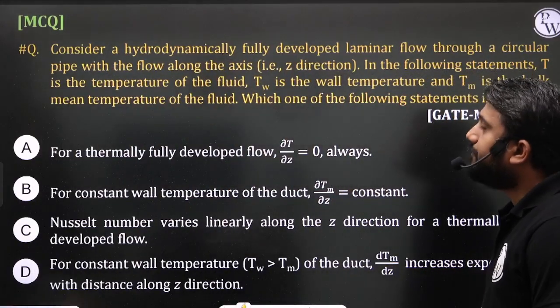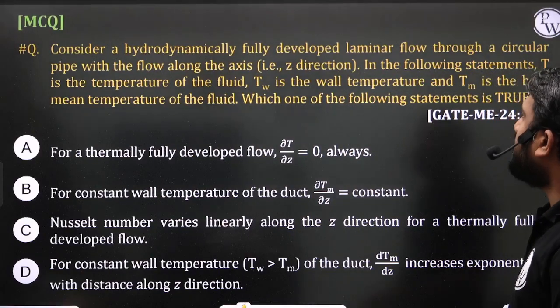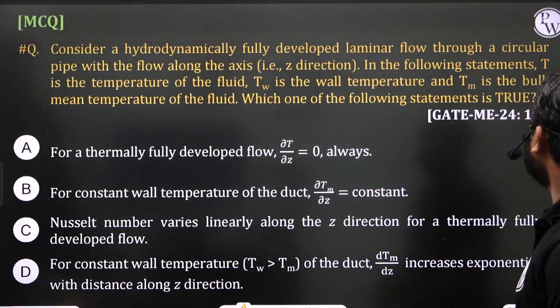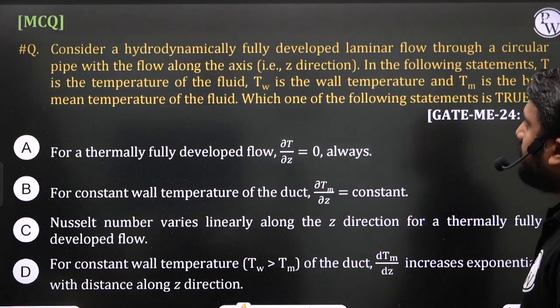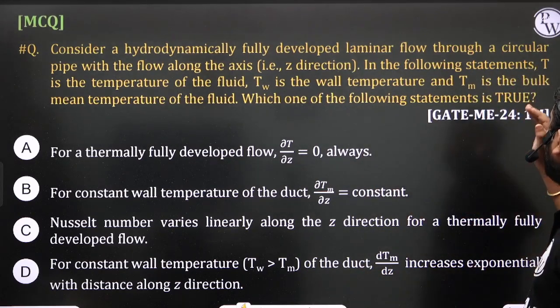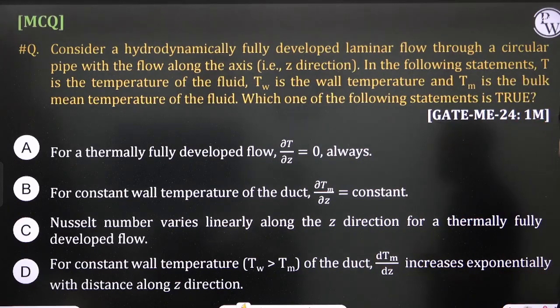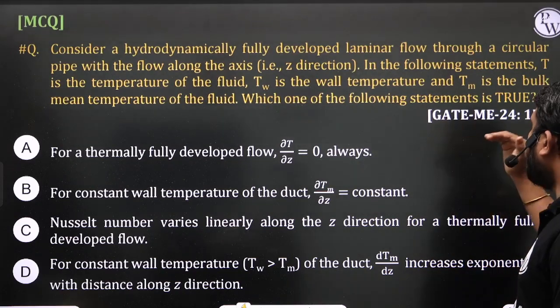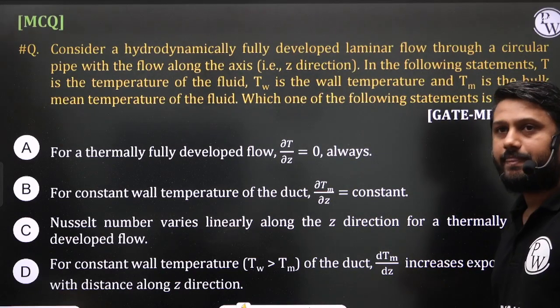Now see this question. Consider a hydrodynamically fully developed laminar flow through a circular pipe with the flow along the axis, that is z direction. In the following statements, T is the temperature of the fluid, Tw is the wall temperature, and Tm is the bulk mean temperature of the fluid. Which one of the following statements is true? And we have four options.